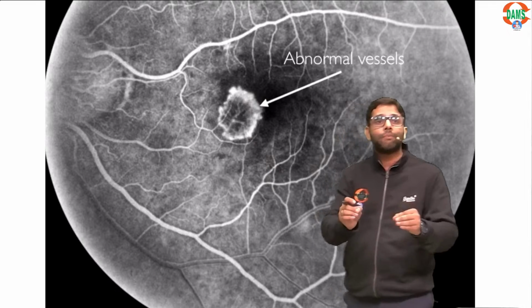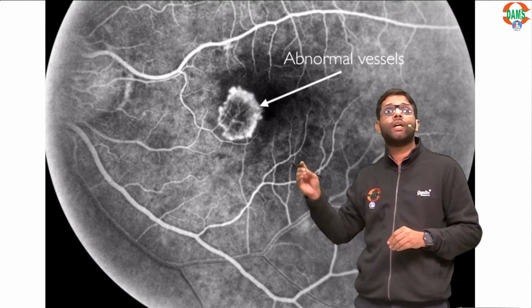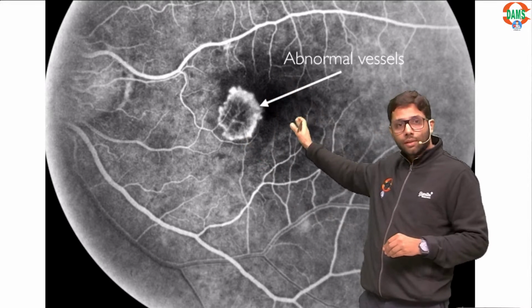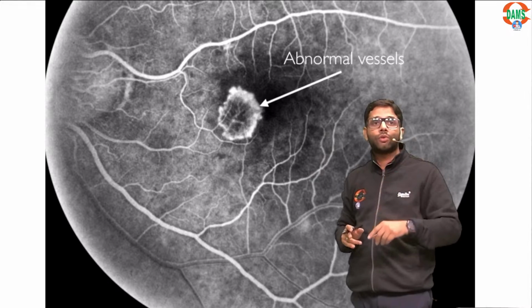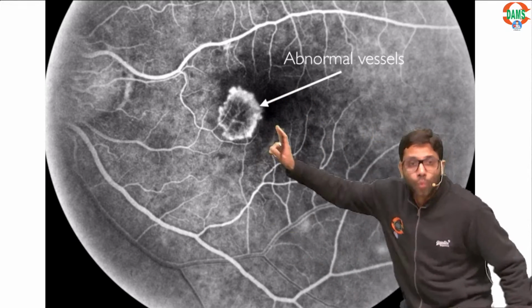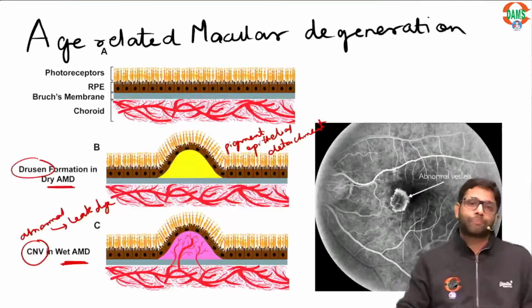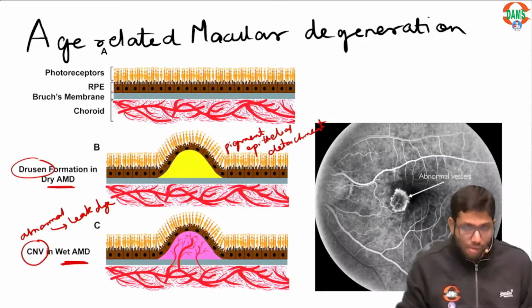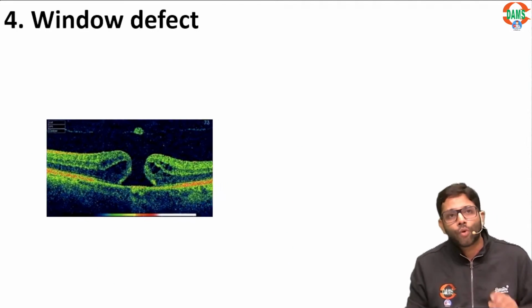So another example of leaking is new vessels. Here in ARMD, choroidal new vessels are leaking, and I'll tell you later on why this is black. You have to answer this question, why this is black. I'll tell you with one example later on. So one example of leaking is also new vessels. Fourth is a window defect.